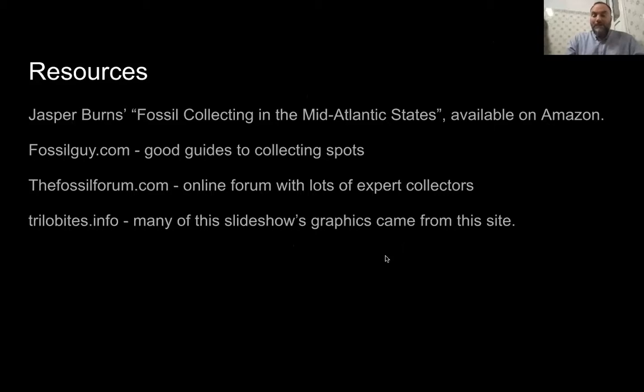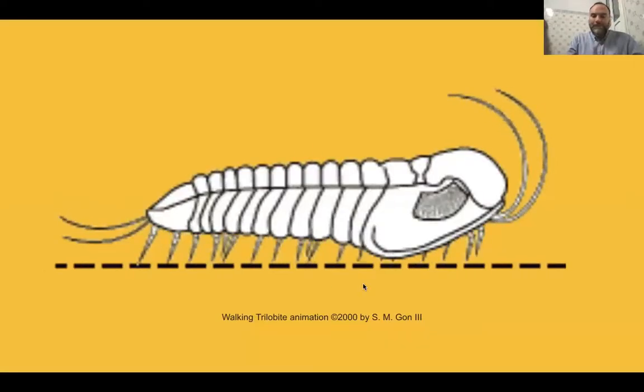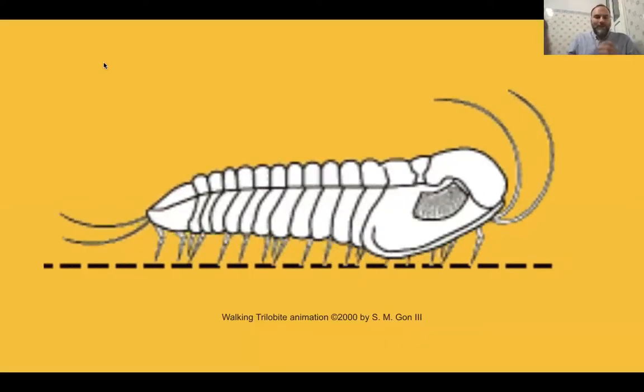For anyone interested in collecting fossils in the Mid-Atlantic region, there's a book that's become kind of a Bible for folks like me in this area, and that's Jasper Burns' Fossil Collecting in the Mid-Atlantic States. It has a lot of information about mostly roadside localities, road cuts. And those are a good jumping off point for finding fossils in areas like that. And then these other three are also useful resources. And the link to this presentation is in the chat, so it can be viewed offline after this call for anyone who's interested. And that's my presentation.